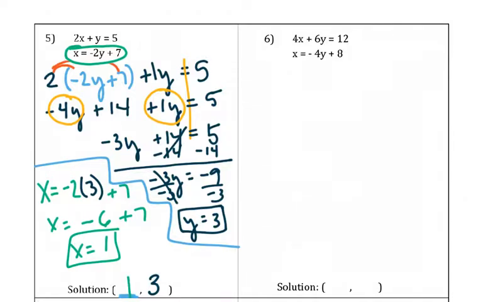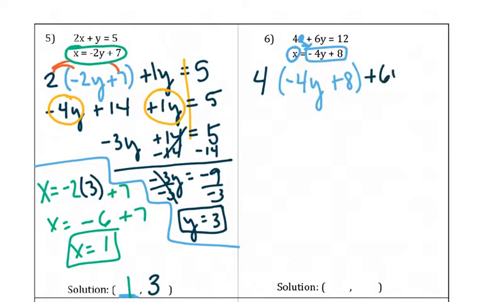Okay, so I'll start you off on number 6. At number 6, we start by circling the letter that's by itself, and we see what its expression is. Then I'm going to write that equation, but instead of x, I know what x is. X is negative 4y plus 8. Then we have plus 6y equals 12. So go ahead and take number 6 and solve for y.